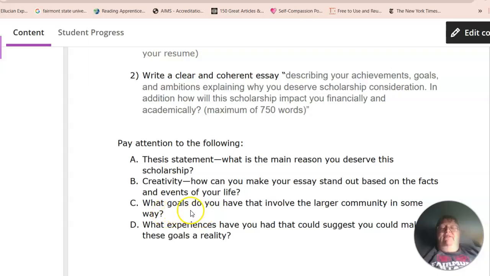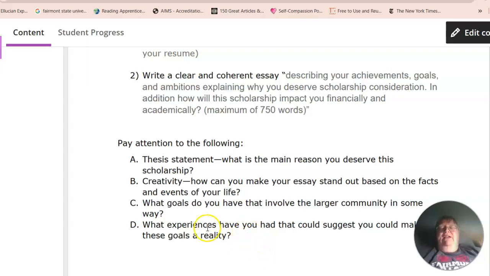It's also important that your goals for the future have some kind of connection with the larger community. That could be a professional community. It could be humanity in general. There are several ways to interpret that, but it needs to be bigger than your own desires. You need to connect yourself somehow with making the world a better place.